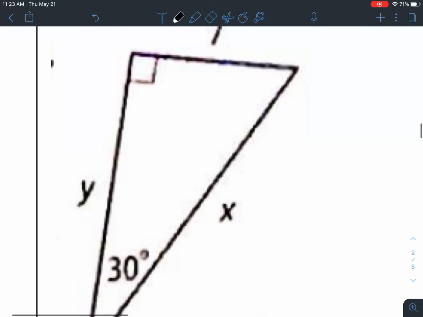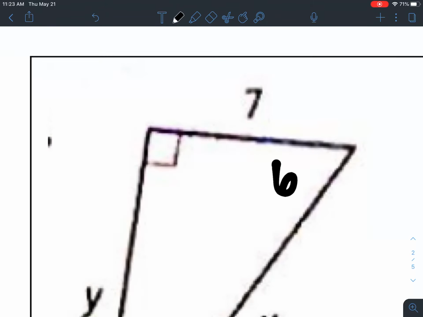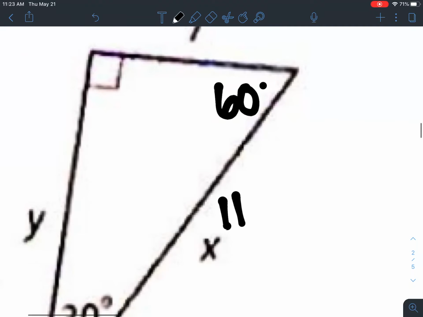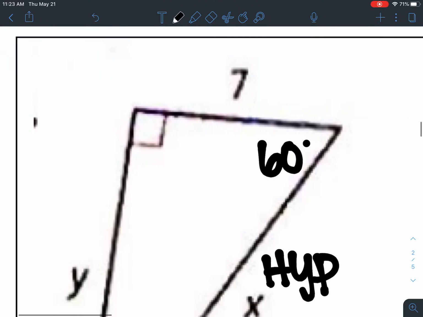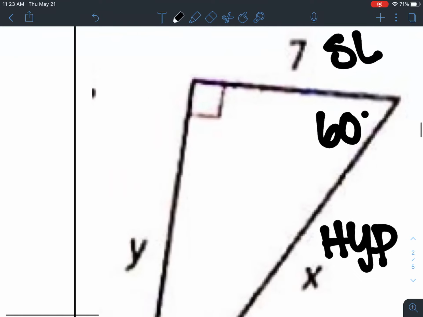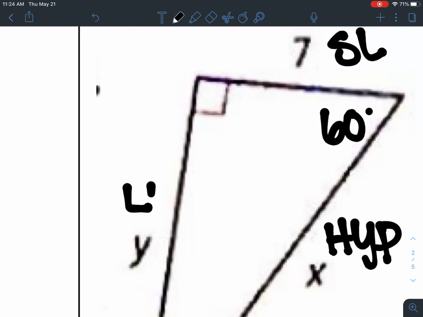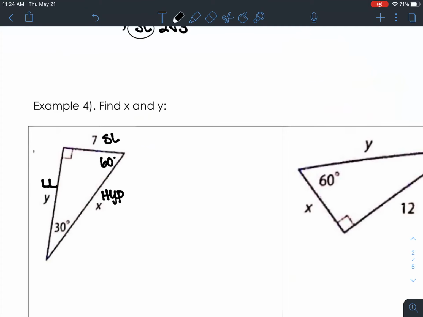So this is our 30 degrees. We have 60 degrees. Our x is our hypotenuse. Our 7 is our short leg because it's across from the 30. And the y is the long leg because it's across from the 60. So this one's going to be pretty easy because we have the short leg, which means that we can just plug into both of those formulas.